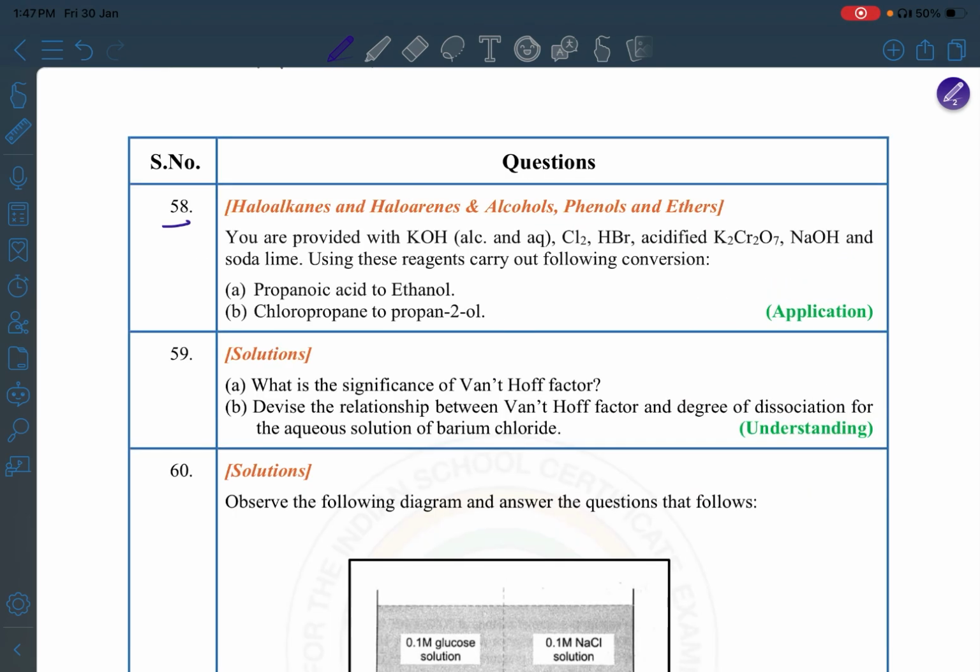Number 58: you are provided with aqueous KOH, alcoholic KOH, Cl2, HBr, acidified K2Cr2O7, NaOH, and soda lime. Using these reagents, carry out the following conversions. Okay, so we have to solve the following conversions with the help of these. Alcoholic KOH gives alpha beta elimination, aqueous KOH gives nucleophilic substitution. Then HBr will add, and Cl2 will give us chlorination.